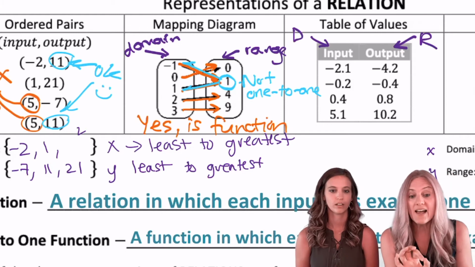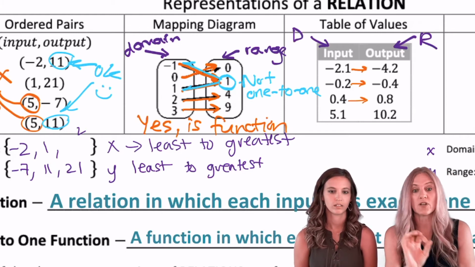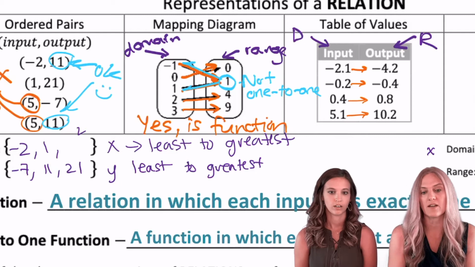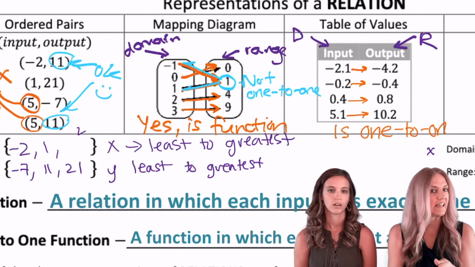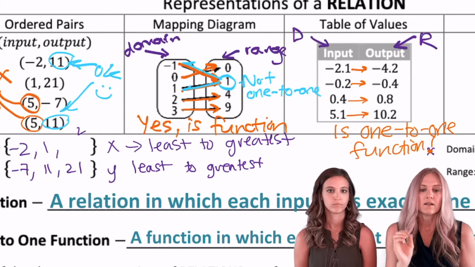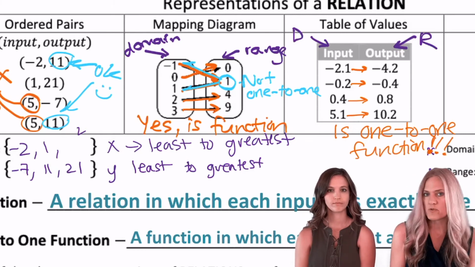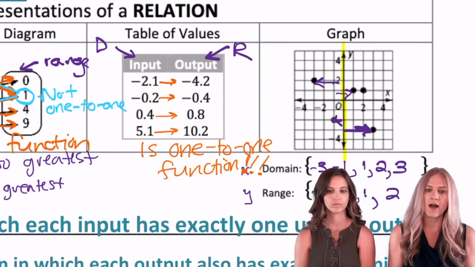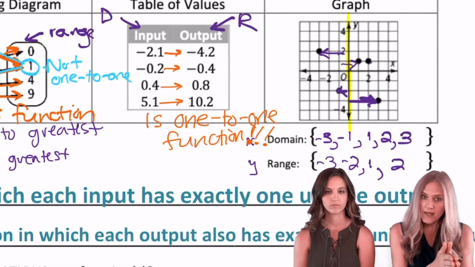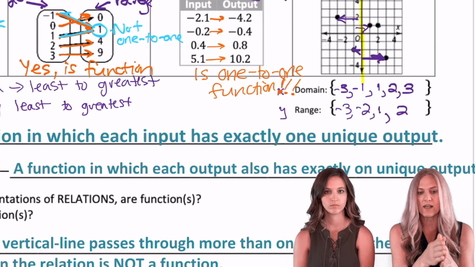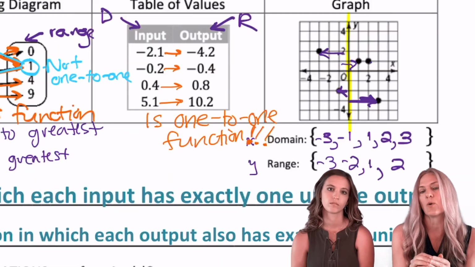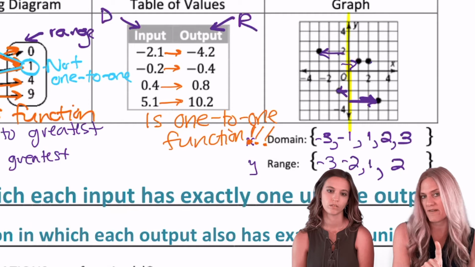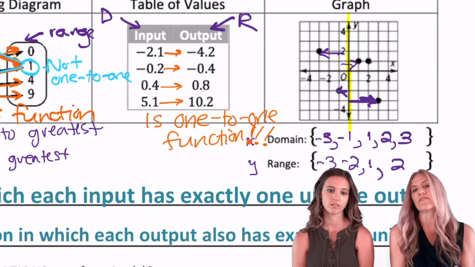function because negative 2.1 goes to only one output, negative 4.2. I'm not seeing any of the x's repeated. I'm not seeing any of the y's repeated. Now looking at the graph, I'm trying to check if it's a function or not. If I look along at that domain, I see we have this unique domain, negative 3, negative 1, etc. And each x value only goes to one y value, which leads us to that vertical line test.